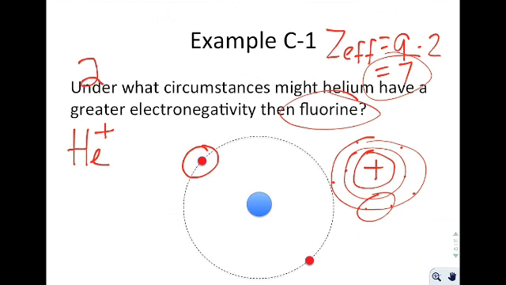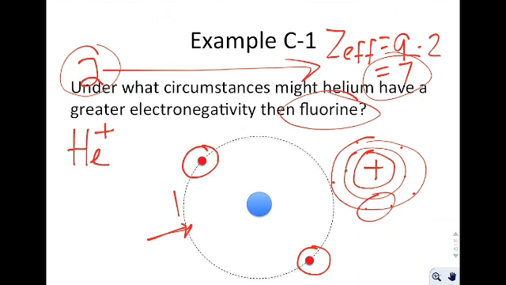Okay, so the effective nuclear charge is smaller, yes, but the effective nuclear charge of helium is greatly helped by the fact that it only has 1 orbital. Not only does it only have 1 orbital, but it only has 1 electron that could possibly interfere with an external electron. So the only way that helium is going to have a greater electronegativity than fluorine is if that helium is an ion. And helium is very, very difficult to ionize.